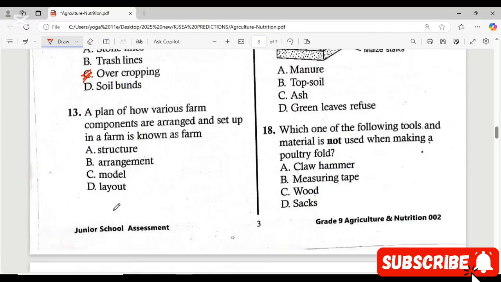A plan of how various farm components are arranged and set up in a farm is known as farm structure, arrangement, model, layout. It is called farm layout. A plan on how various farm components are arranged and set up in a farm is called farm layout.